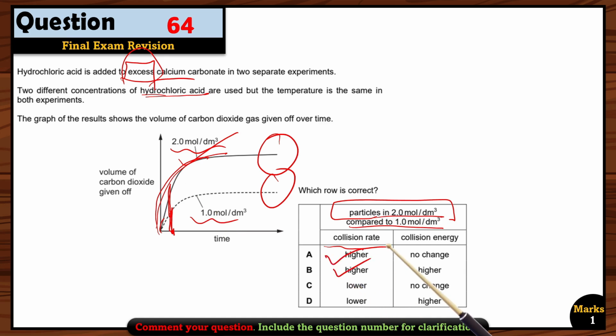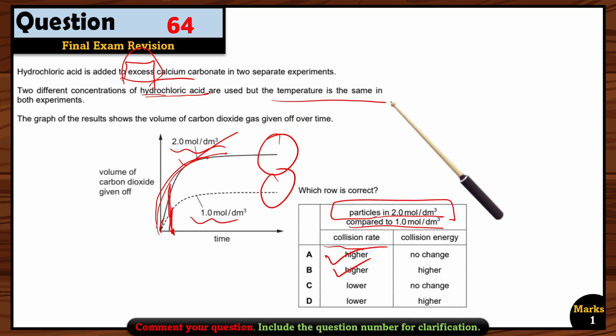Now the second option is about collision energy, the energy of the particles with which they are colliding with each other. Is it more or less? It only depends, I already told you, on temperature. Okay, so temperature is the main reason behind the collision energy.